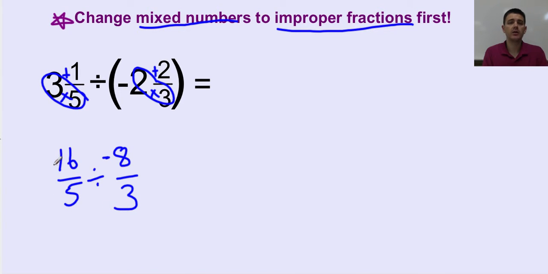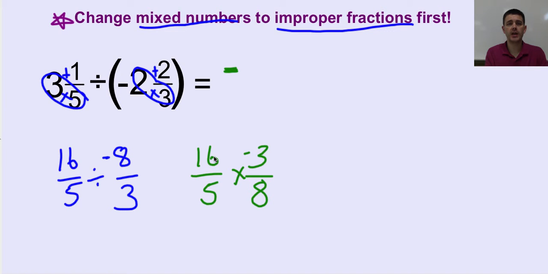Now I'm ready to decide, is it going to be positive or negative? So I have a positive 16 fifths divided by a negative 8 thirds. When one's positive, one's negative, I know my answer is going to be negative. Now, I don't want to divide, so I want to rewrite it as multiplying by my reciprocal. The reciprocal of 8 thirds is 3/8.